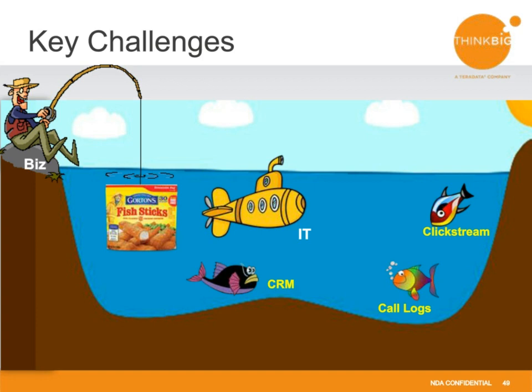The last thing I'll note here is you have all the fish swimming in different directions in our picture. We've got our CRM data, we've got call log data, we've got clickstream data, right? Classic examples of multi-channel. But all the fish are swimming in different directions. Our fish aren't swimming in a school. And that's a big, big technical challenge when it comes to implementing the data lake.